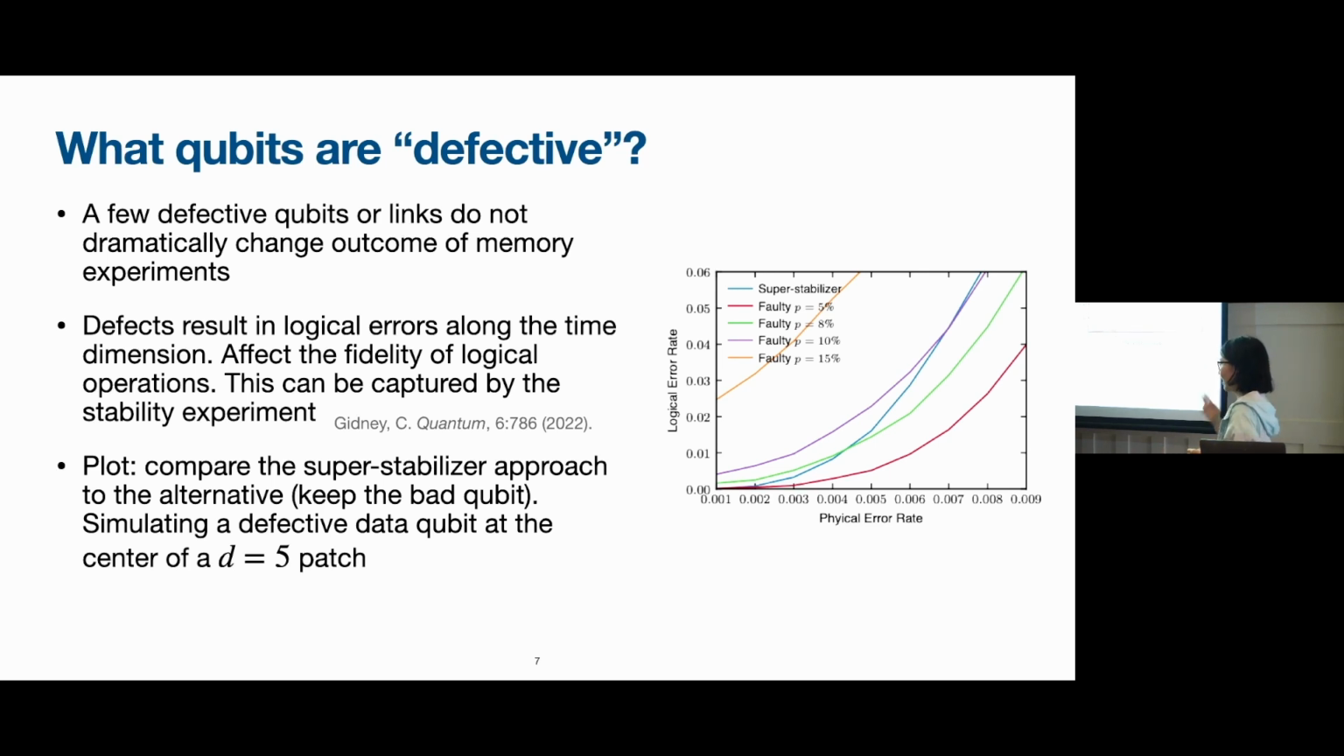The setup that we have is just a defective data qubit at the center of a distance 5 rotated surface code patch. And you can see that, depending on the physical error rate, when the broken qubit has an error rate that's greater than around 5% or 8%, then we found that it's better to just disable it. So that's the sanity check. Another takeaway from this sanity check is that we get a sense of the standard for labeling a qubit defective.